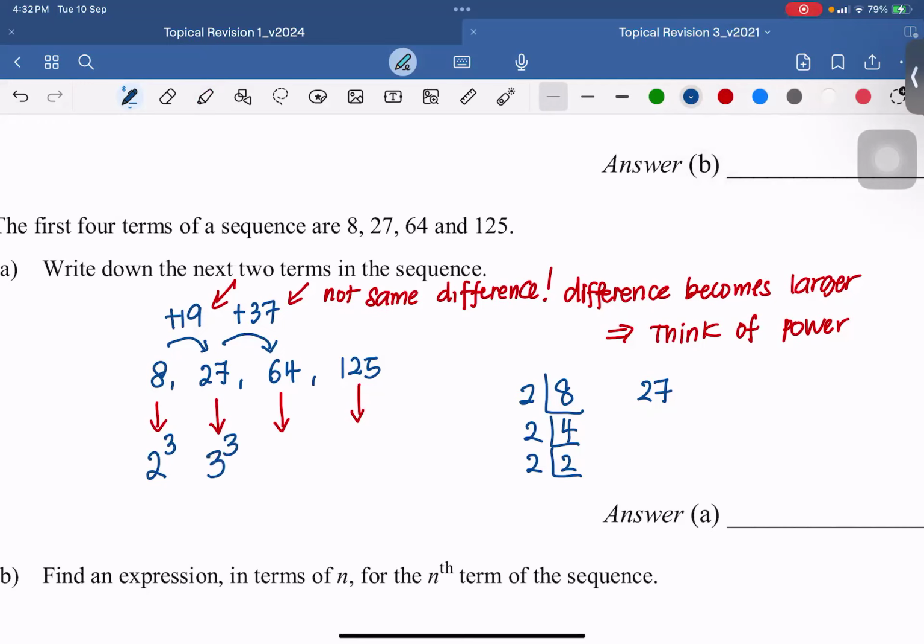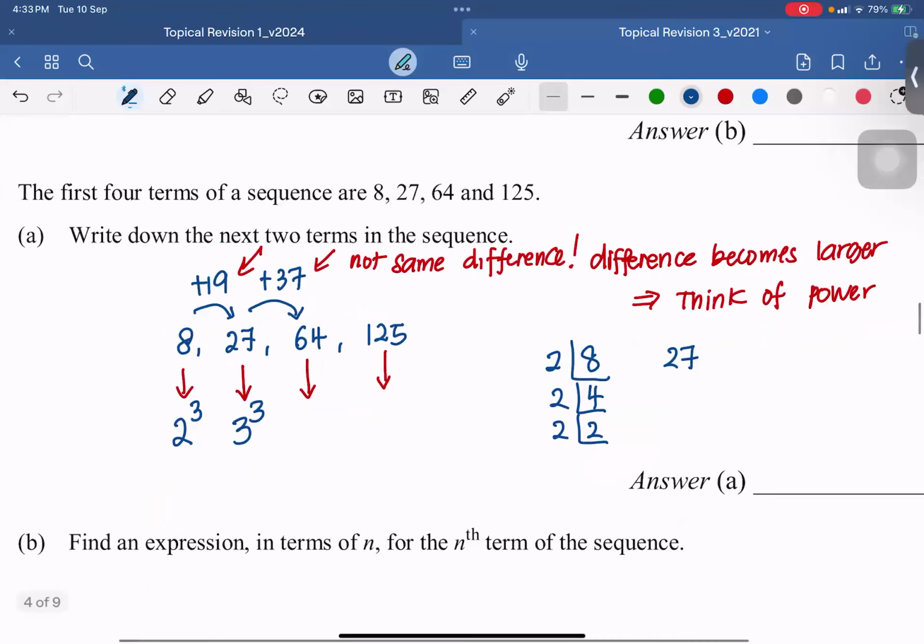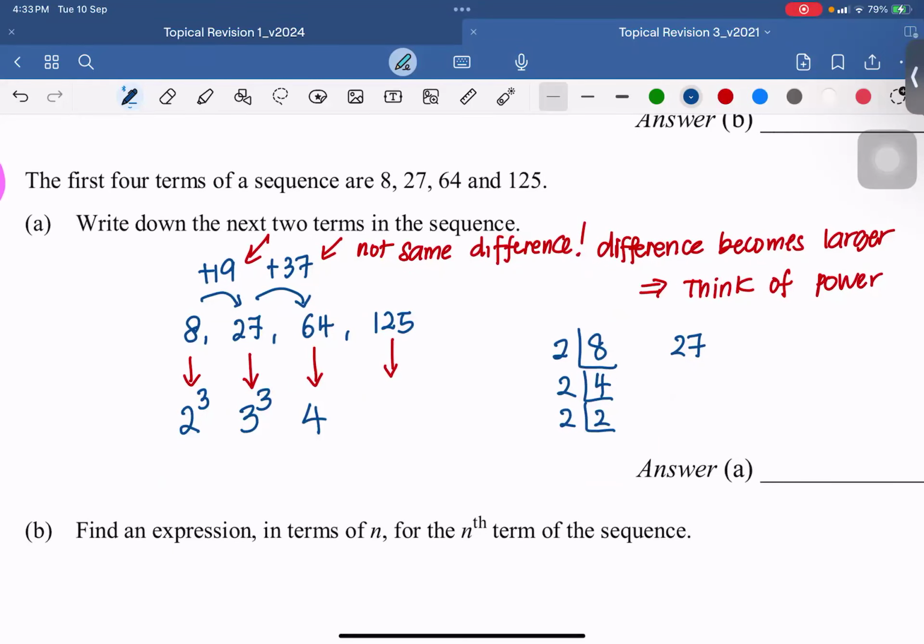Very good. Then I call your good friend Ashley. What about 64? 4 to the power of 3. Correct. Then I'll call your next good friend Coining. What about 125? 5 to the power of 3. Correct.